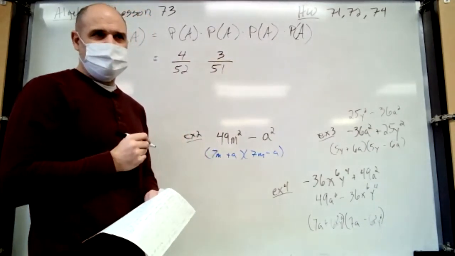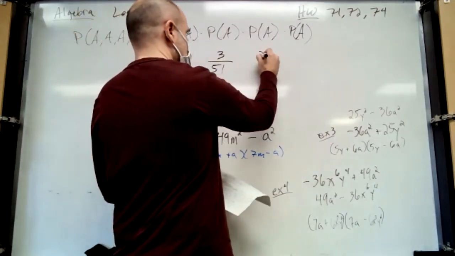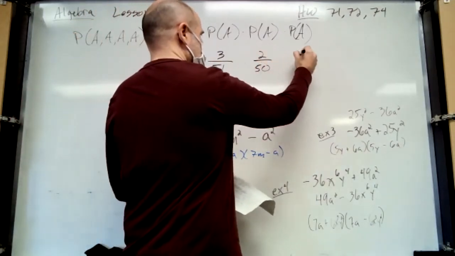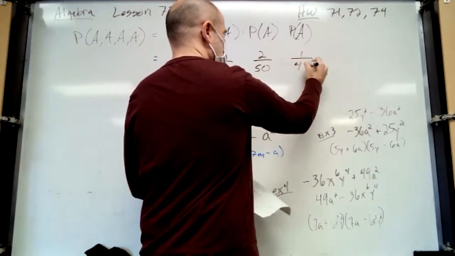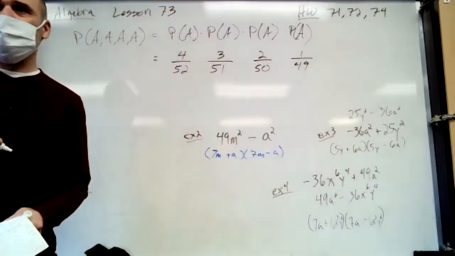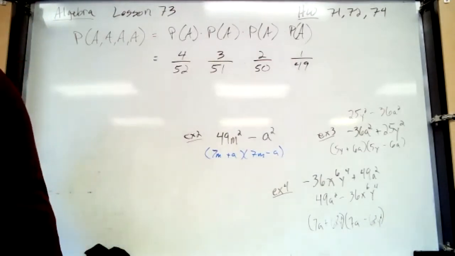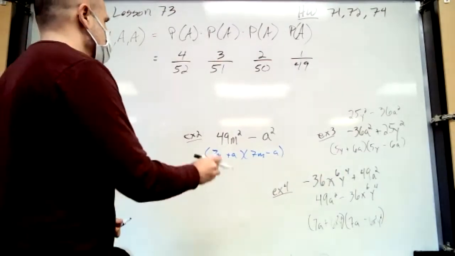Right? What's the next one? 2 out of 50. And then 1 out of 49. Did you see what I did? All right. Well, let's see if we can reduce this.